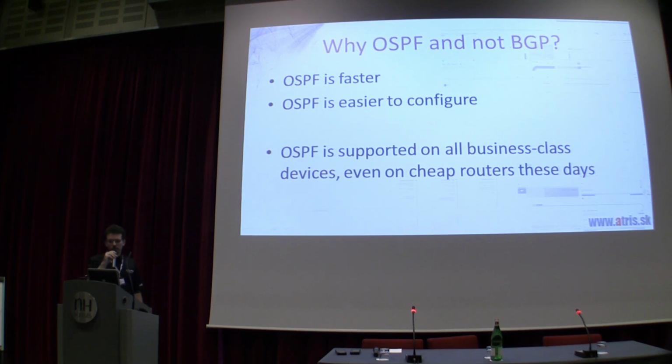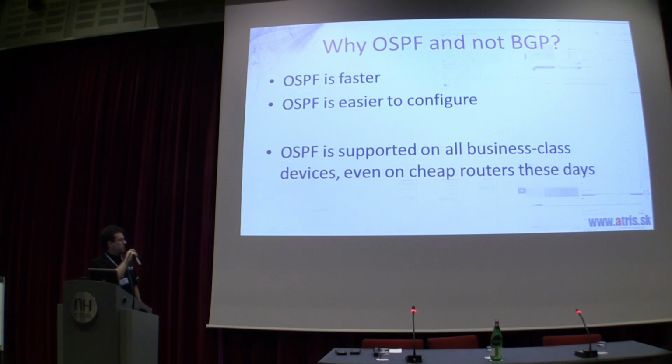So why OSPF and why not BGP? OSPF is faster. Yes, I know that's not really a great argument to make, but it is faster. It is also easier to configure, and for your important customers, which are enterprises and other big institutions, their network engineers will have much less trouble configuring OSPF rather than BGP, and also a lot more network engineers today actually know OSPF rather than BGP.